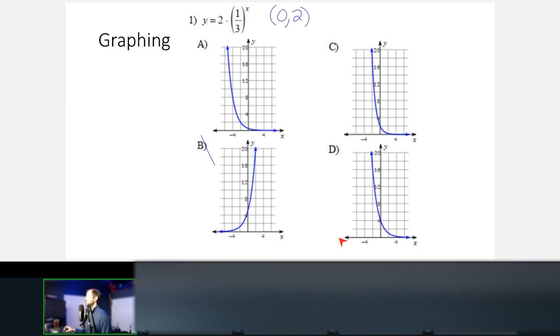Oh, now I see. Yeah, it is C. C is the correct answer, and we can see that because choice C is the only one that has a y-intercept at (0, 2). This one looks like maybe (0, 1), and this one is (0, 4).